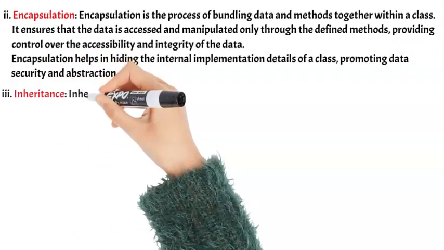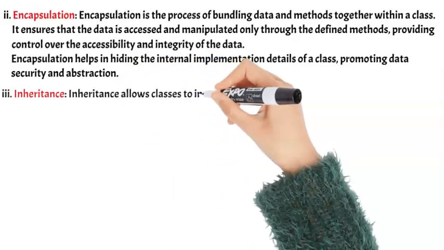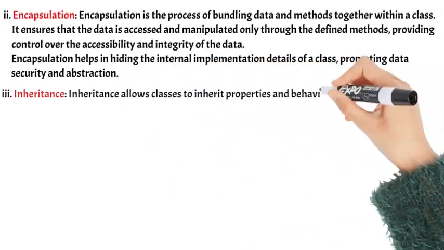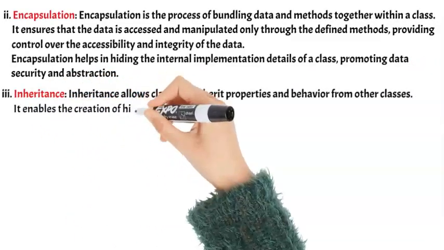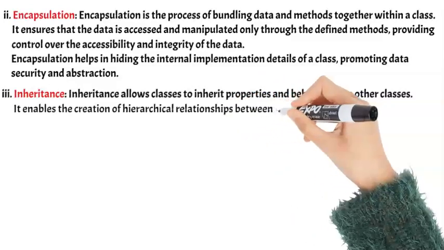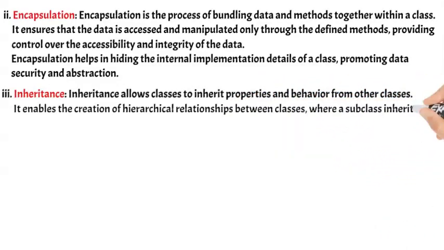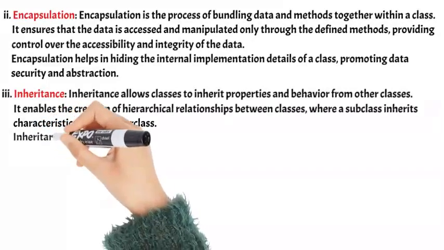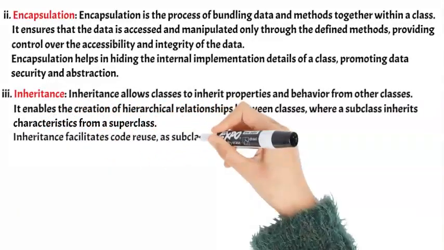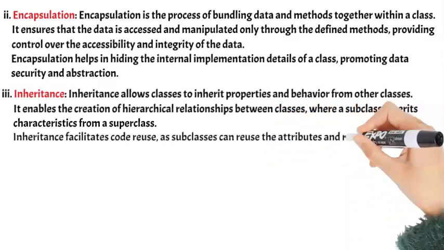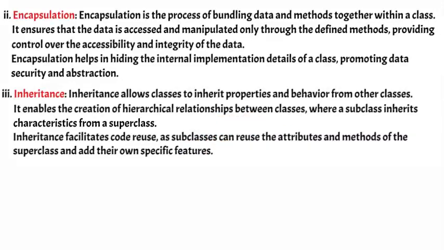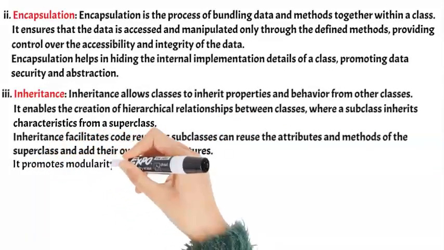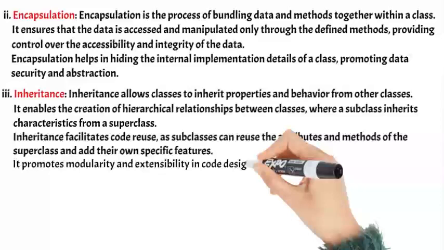3. Inheritance. Inheritance allows classes to inherit properties and behavior from other classes. It enables the creation of hierarchical relationships between classes, where a subclass inherits characteristics from a superclass. Inheritance facilitates code reuse, as subclasses can reuse the attributes and methods of the superclass and add their own specific features. It promotes modularity and extensibility in code design.